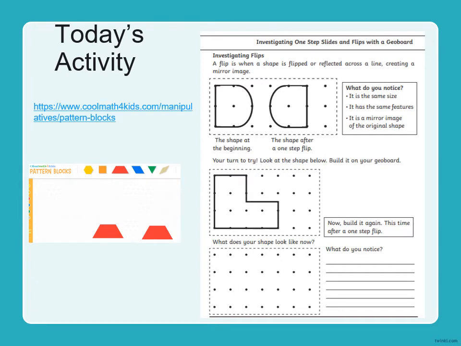Okay, the next part of the sheet, after you've done the first activities, we're working on our flips. So we're investigating flips. A flip is when a shape is flipped or reflected across a line, creating a mirror image. So have a look at these two shapes that are drawn there at the top, and what do you notice? So this shape is flipped.